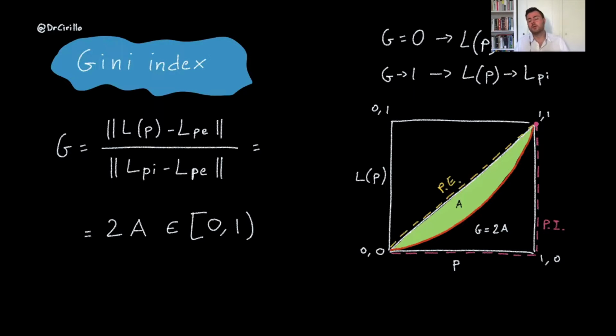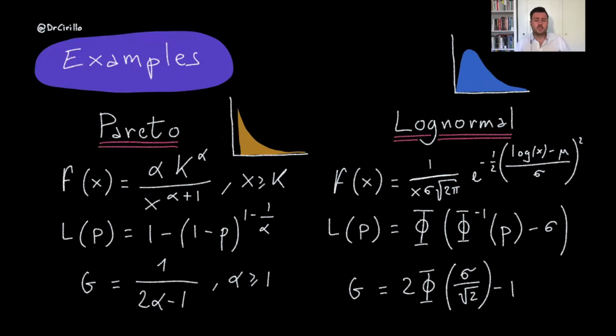The Gini index can be computed in many, many different ways. So the graphical representation I'm giving you is just one of the different ways. I think that in the literature there are at least 12 different ways of representing the Gini index. You always get the same number, but the different representations allow for studying different properties of the index. Now, let's consider two simple distributions that we know quite well. One is the Pareto distribution, and one is the log-normal distribution.